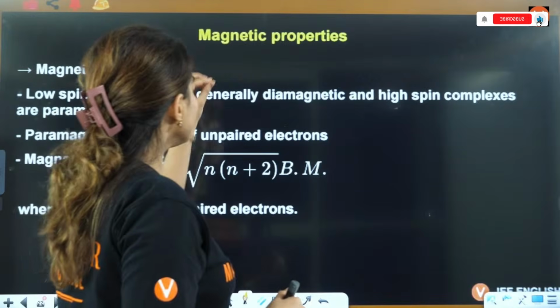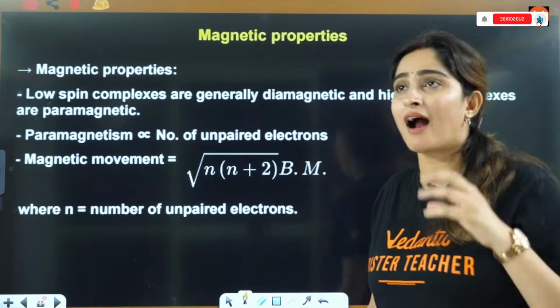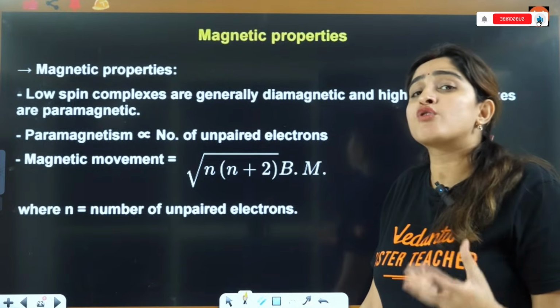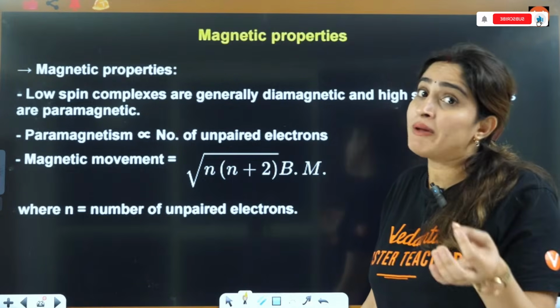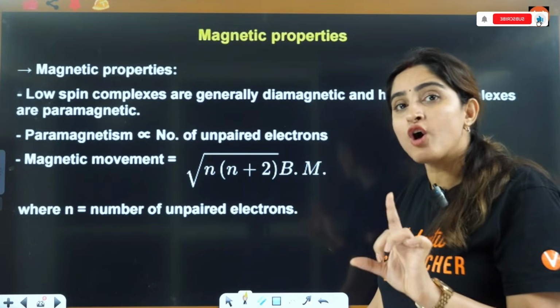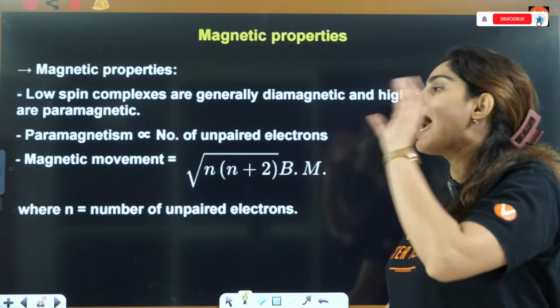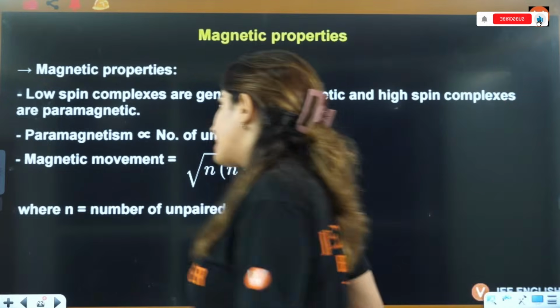So, in this VBT theory, when you solve questions regarding how many electrons are in the d orbital, how many electrons are paired, and how many electrons are unpaired, so many different kinds of questions they can ask you. And one of the questions is magnetic moment.